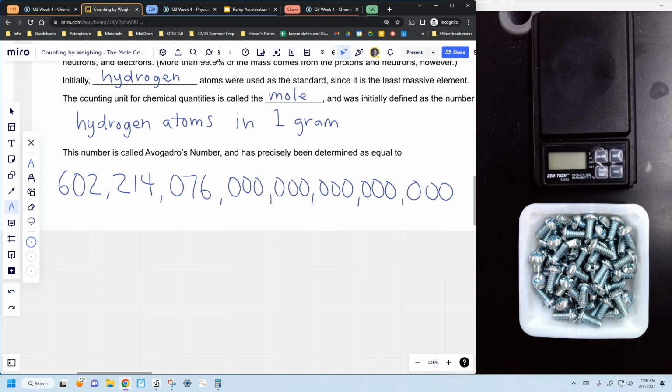How big is this number? A 1 followed by 3 zeros is 1,000. Followed by 6 zeros is 1,000,000. By 9 zeros is 1,000,000,000. 12 zeros is 1,000,000,000,000. And as we keep adding zeros, we're all the way up here at sextillion in the case of Avogadro's number.